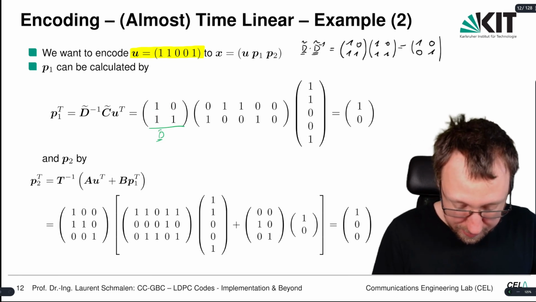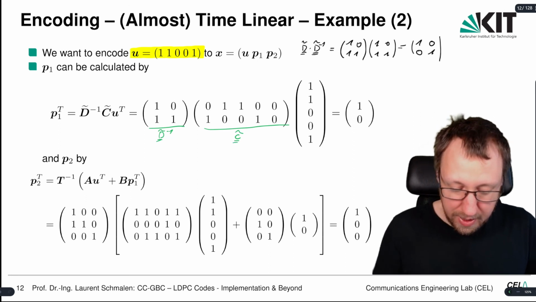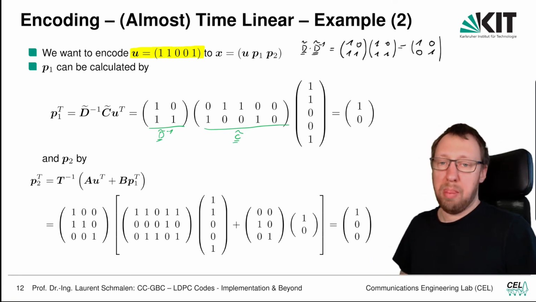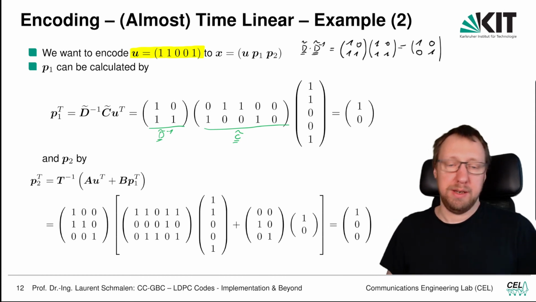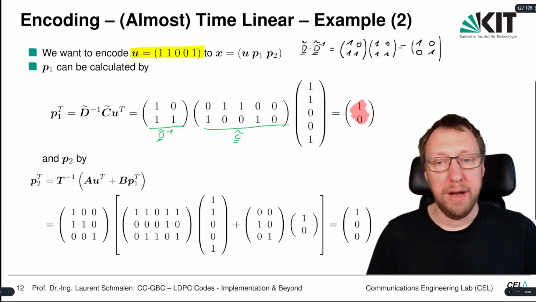D tilde inverse. This is C tilde. And this is U transpose. And it's just matrix vector multiplication. It's a little bit tedious, but you can calculate it. And you end up with the 1, 0 vector.